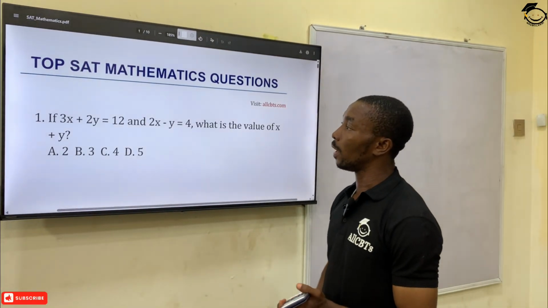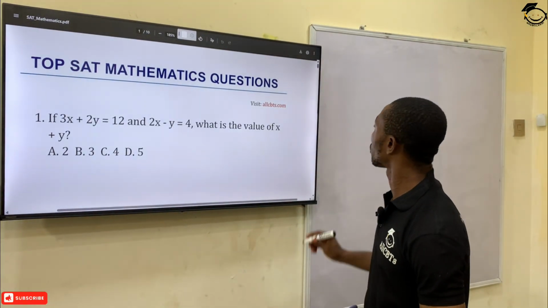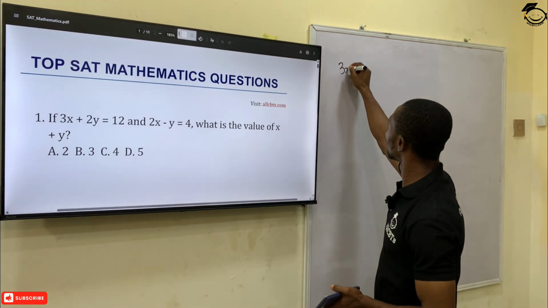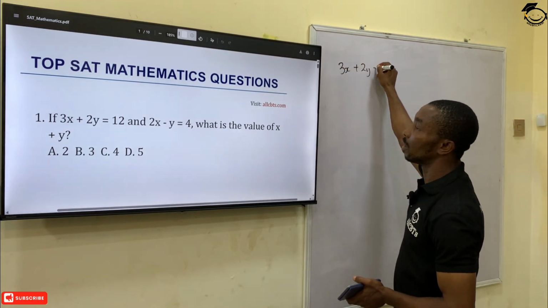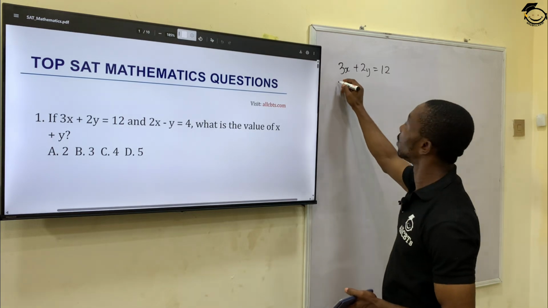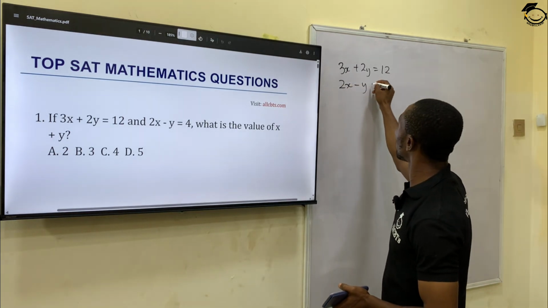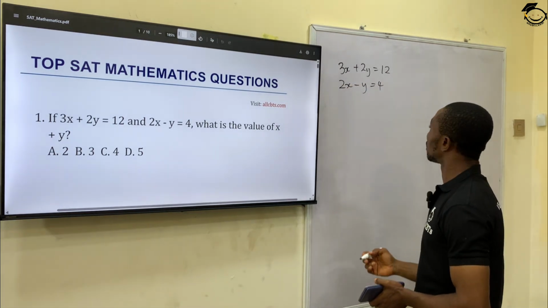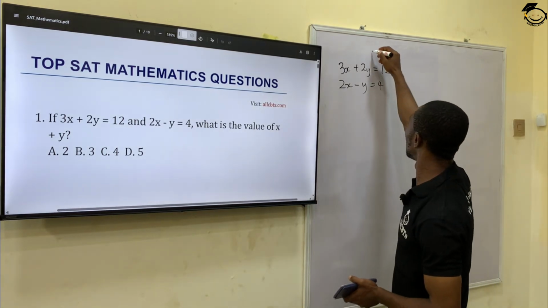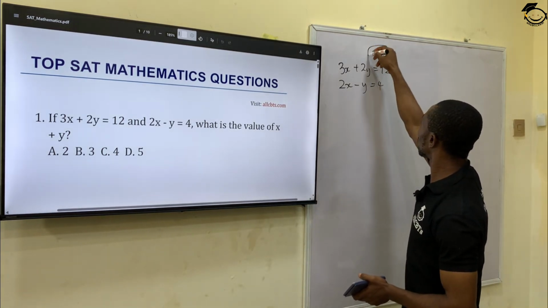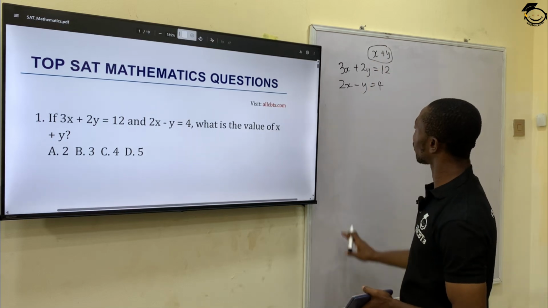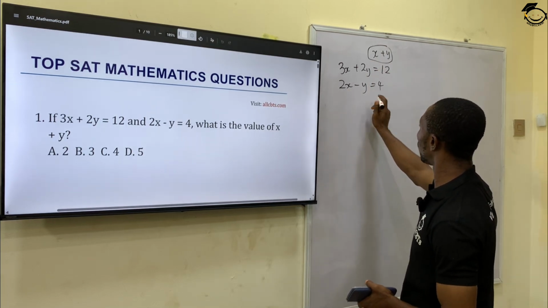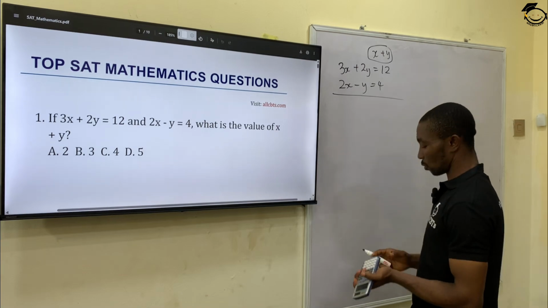Alright, if 3x plus 2y equals 12 and 2x minus y equals 4, what is the value of x plus y? So for us to find the value of x plus y, we have to know the value of x and the value of y. So we can solve this out simultaneously.